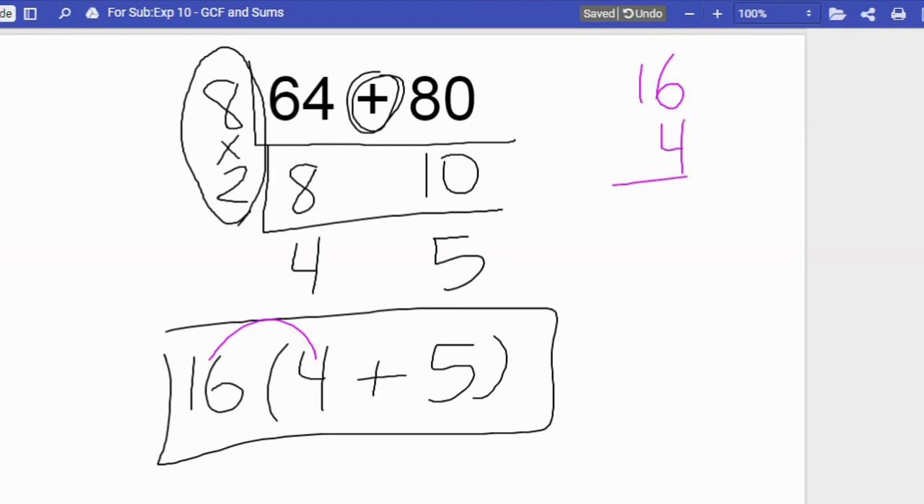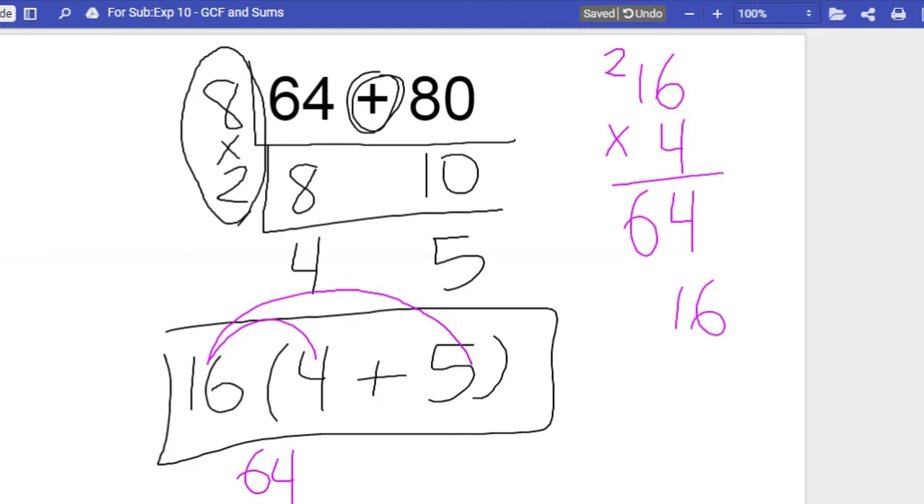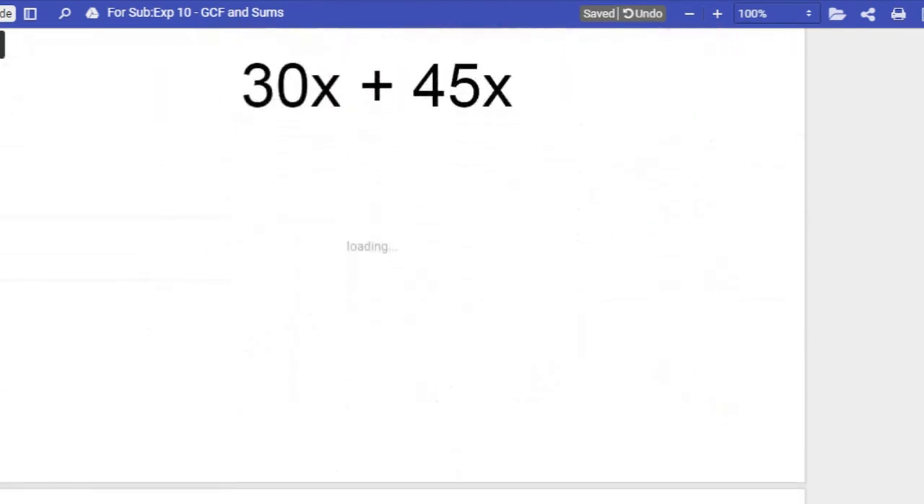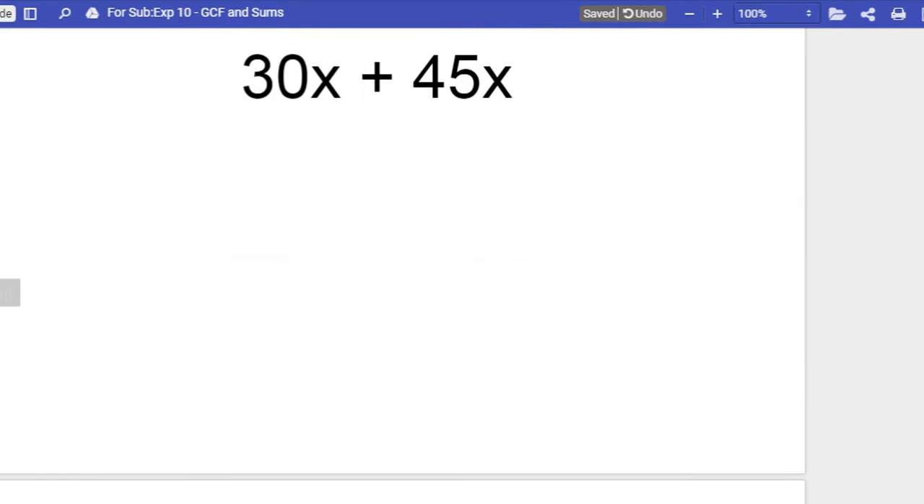So I distribute, using the distributive property. 16 times 4. Well, I better check that. It's not one I maybe know off the top of my head. 6 times 4 is 24. 4, 5, 6. Okay, so that got me 64. 16 times 5. 6 times 5 is 30. 5, 6, 7, 8. 80. So it matches my original, and I found the greatest common factor, so that's my equivalent expression.